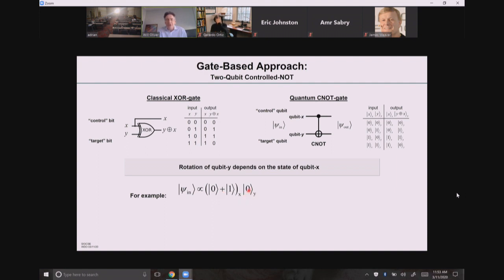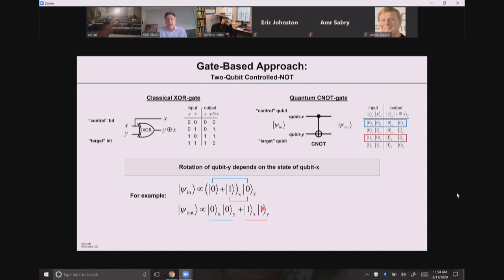The target is in the ground state, the control is in the superposition state. So we can take these one at a time. The 0, 0 state doesn't change, because if the control is in 0, you can check from the truth table that nothing changes. So we just end up with 0, 0. Plus, when the control is in the 1 state, we're going to flip this target bit.